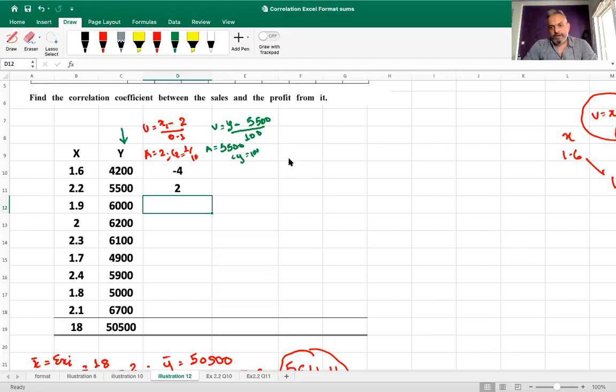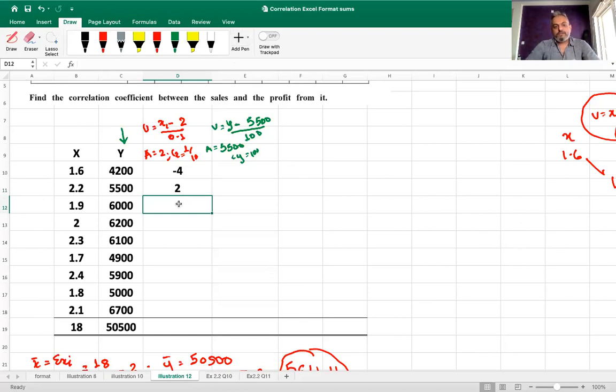A student has asked a doubt: sir, do we need to take the assumed mean from the values of y given? No, it is not necessary. Okay, if you take, that is fine. If you don't take, that is also fine. But generally, we take a number nearer to the mean.